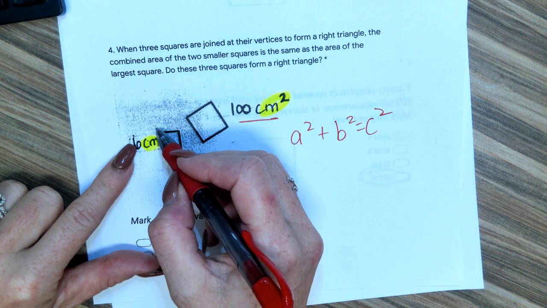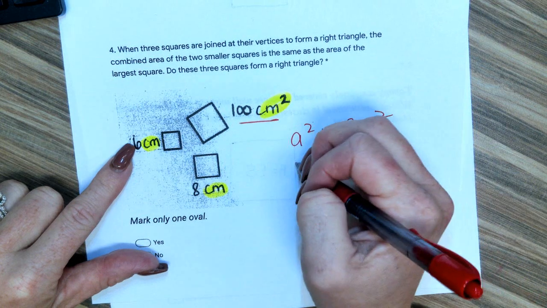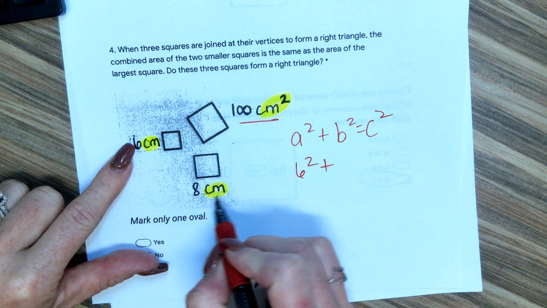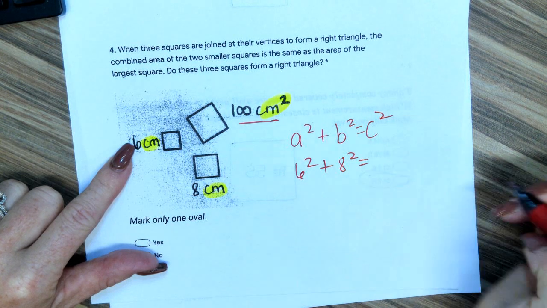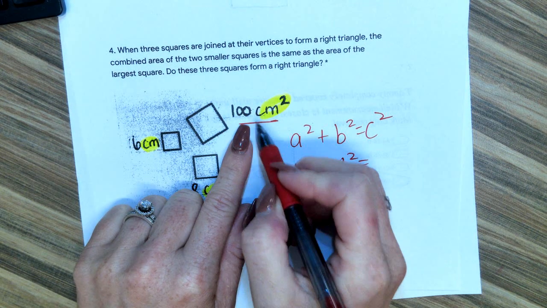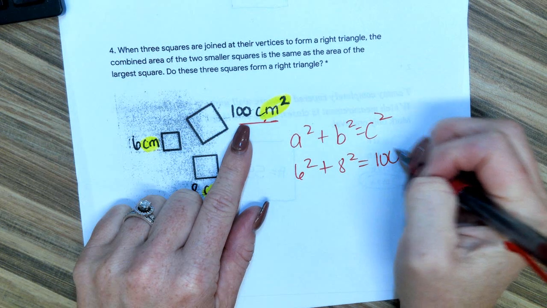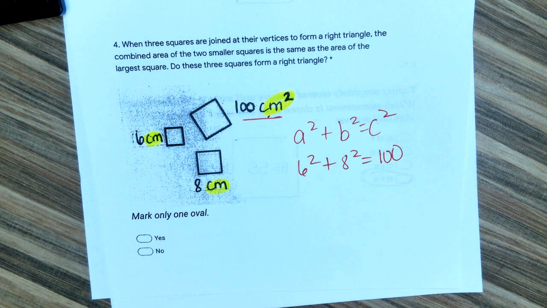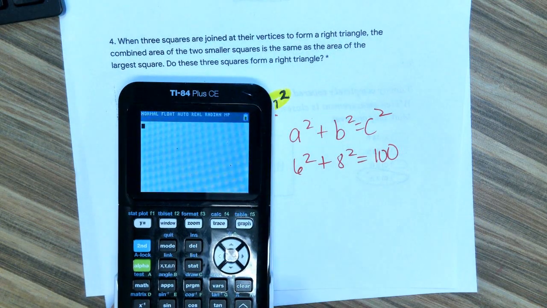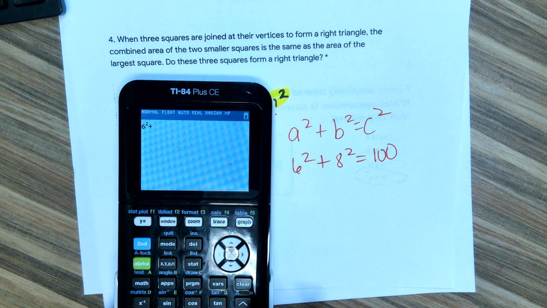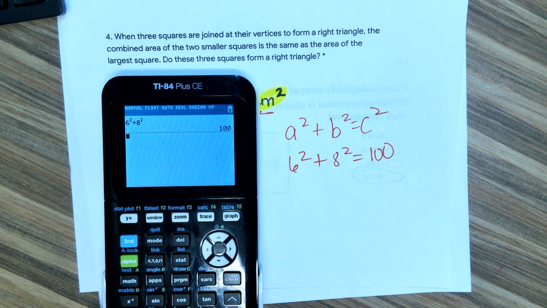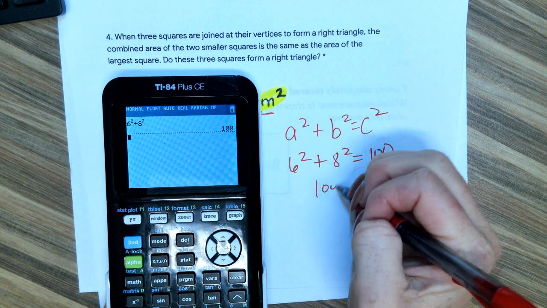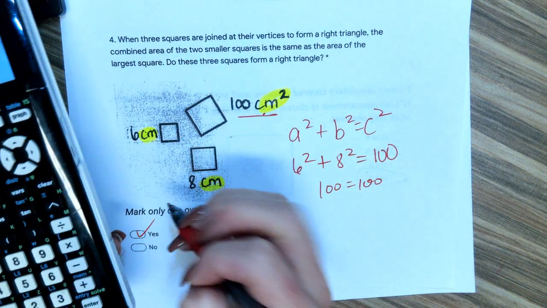Yes, because it doesn't have that little squared right there, so I say is 6 squared plus, does this one need to be squared? Yes, 8 squared. Is that equal to, does this one need to be squared? No. And all I got to do is check that in my calculator. Did it work? Yes, 100 does equal 100. So the answer was yes.